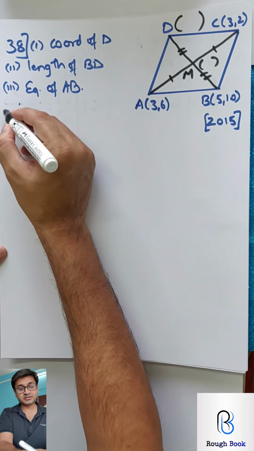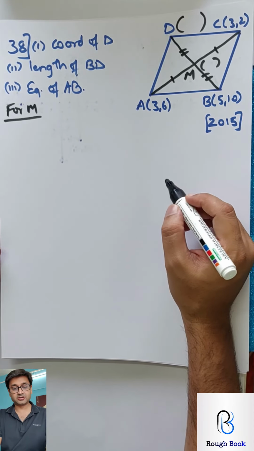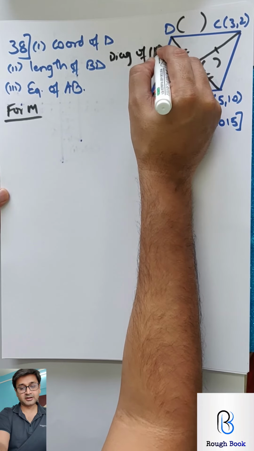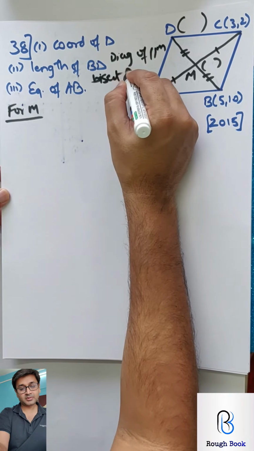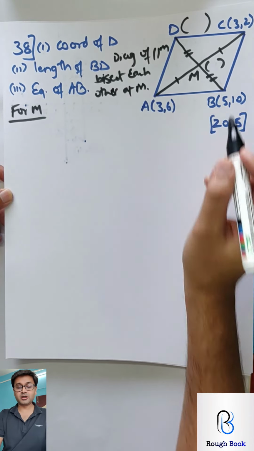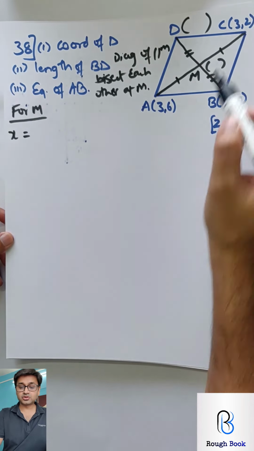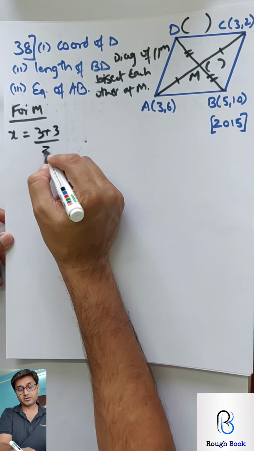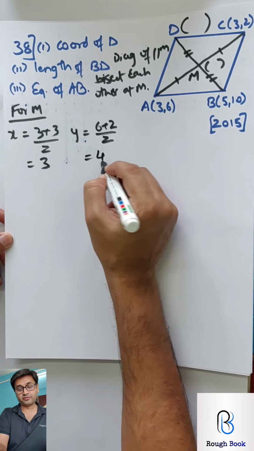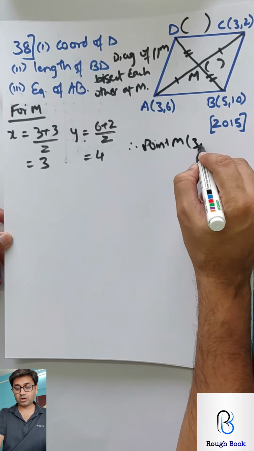Let's try it. So first, for M, you should first try diagonals bisect each other. Okay. Should I write? Yeah, I'm writing it here. Diagonals of a parallelogram bisect each other at M. So we get the coordinates of point M. Now for M we are taking A and C. So 3 plus 3 by 2, 6 by 2 will be 3. Y will be 6 plus 2, 8 by 2, so 4. So therefore I can say that point M is 3 comma 4.